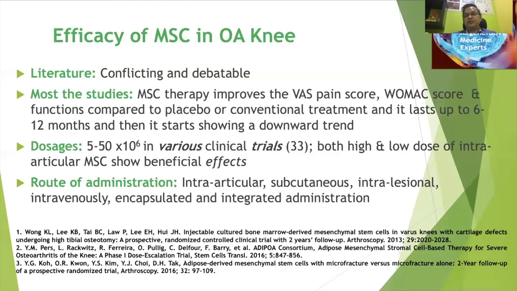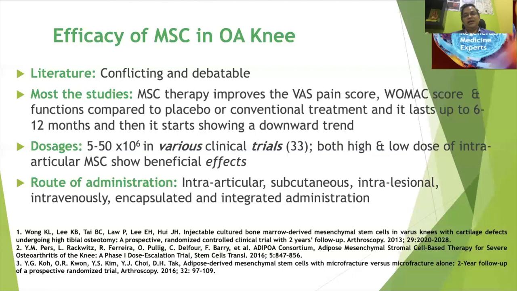So if we talk about efficacy, the literature is conflicting and debatable, because most of the studies say that when you give stem cells for osteoarthritis or tendinopathy or other pathology, they improve the clinical symptoms. Like in orthopedics, they improve the pain, swelling, and range of motion. These signs and symptoms are measured by certain scores like the WOMAC score or the pain score, and it has been shown that there is an improvement in these scores. Usually it lasts for 6 to 12 months, but in some studies it has been shown to last even up to 2 to 3 years or even 4 years. But generally after 1 year, the effect starts showing a downward trend and it needs another injection.